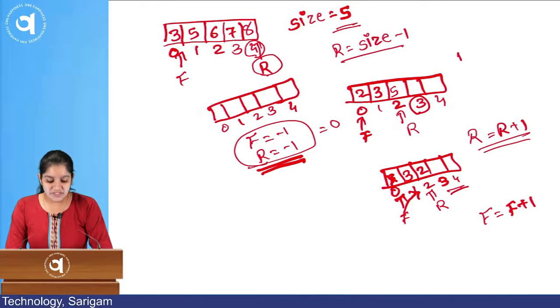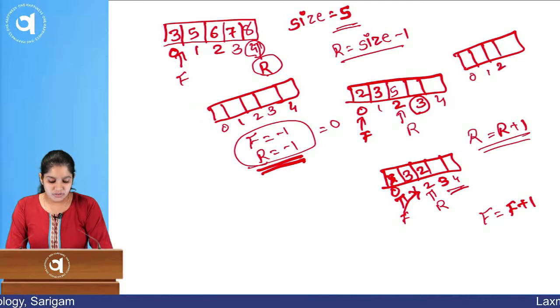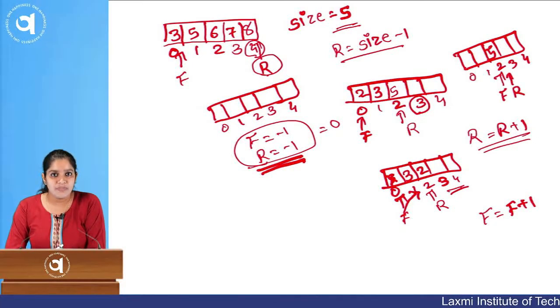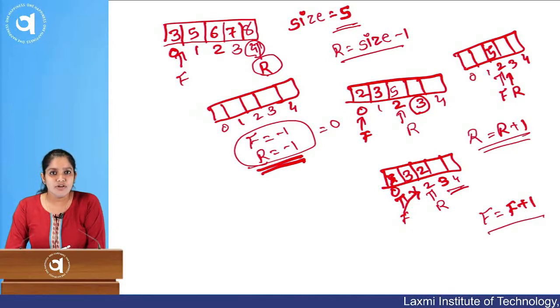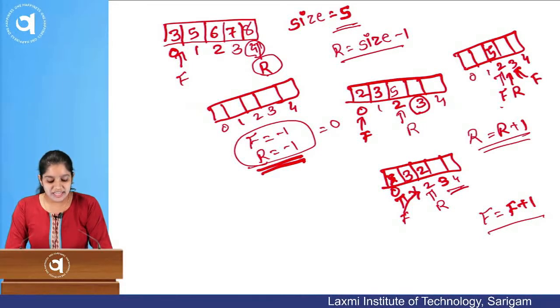But what if I have 0, 1, 2, 3 and 4 and only one data, that is 5 at the second position? That means my front is also pointing to this and my rear is also pointing to this. In this situation, if we go with the usual thing, front is equal to front plus 1, then my front would be incremented and point to 3, but we don't have any data over there. So for an empty queue, what should we have? This is not correct.